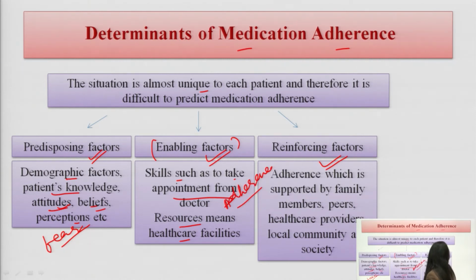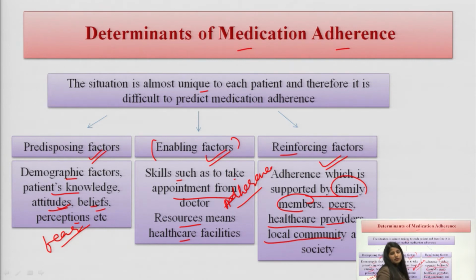Another are reinforcing factors. So, what do you mean by the reinforcing factors? Let us see, here is adherence which is supported by family members, means there are other members who are motivating towards following the adherence. It could be family members, peers, or health care providers, the pharmacists and nurses, who are motivating and monitoring the treatment, the local community, society. So, these all are the reinforcing factors.